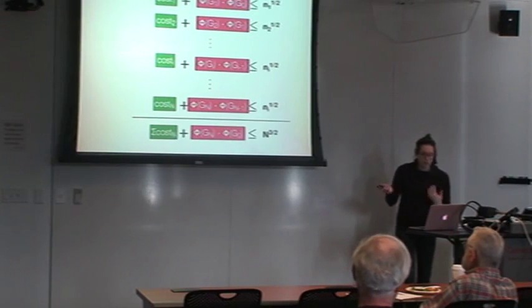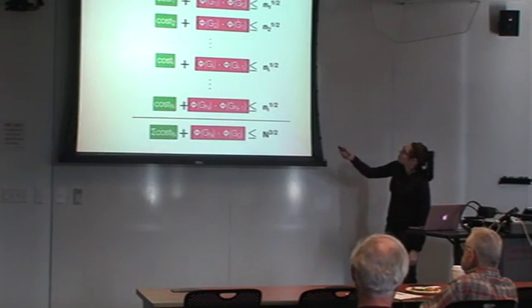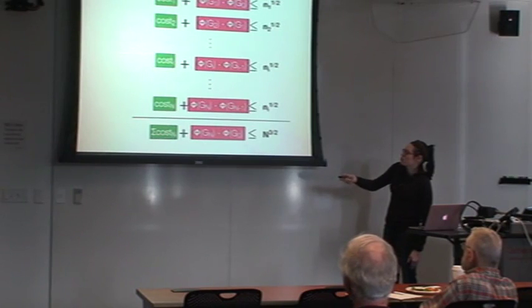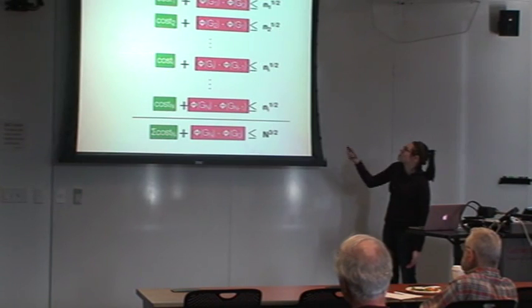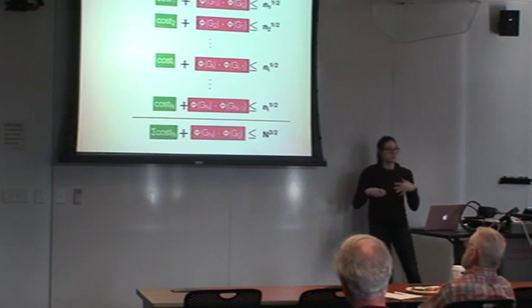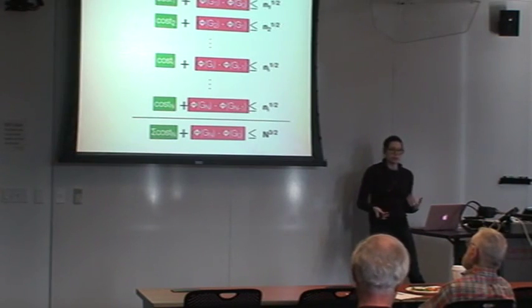And then, of course, we get this telescoping sum where, for example, this g1 is subtracted here and added here, and that goes on in every single row. So finally, the total sum of the links and cuts plus the change of potential is less than n^(3/2) if we just add up all these inequalities. This follows from standard amortized analysis that you would see in algorithms.